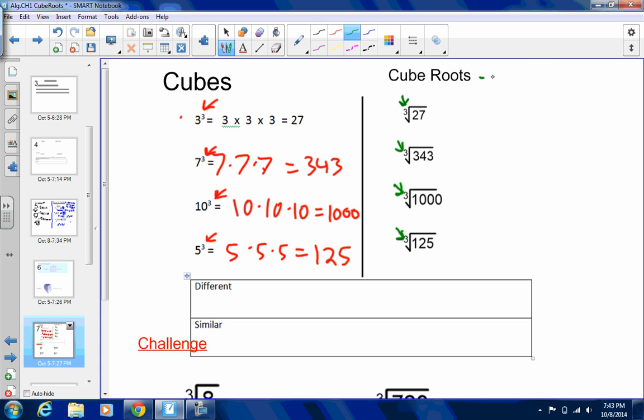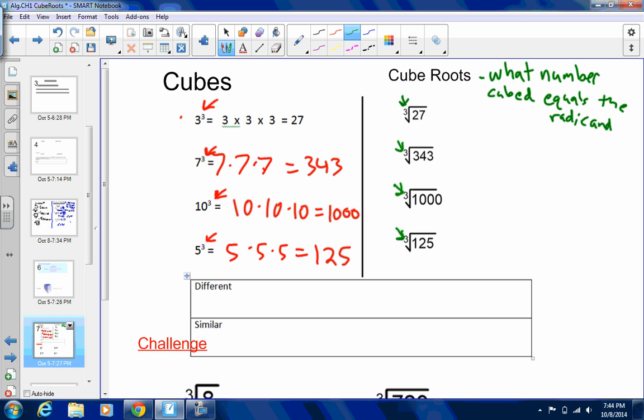So what number cubed equals the radicand? And again, the radicand is just the number underneath the root symbol. So we have 27, 343, 1,000, 125.